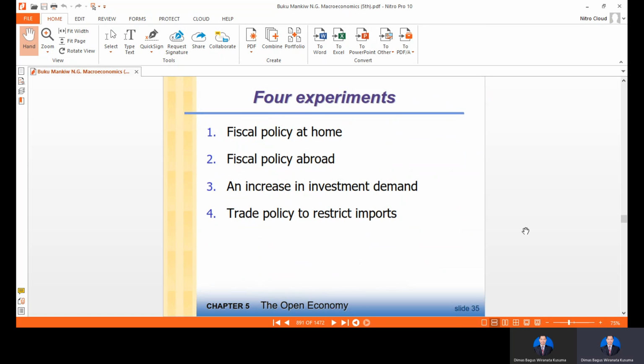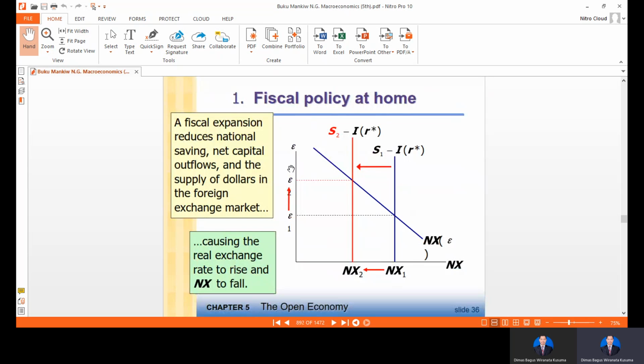Okay, we have four experiments here, to practice the implications in terms of the four conditions. The first is the fiscal policy at home. A fiscal expansion reduces national savings. A fiscal expansion means dealing with output, government spending and tax. For example, the government increasing the spending, or the government reducing the tax.